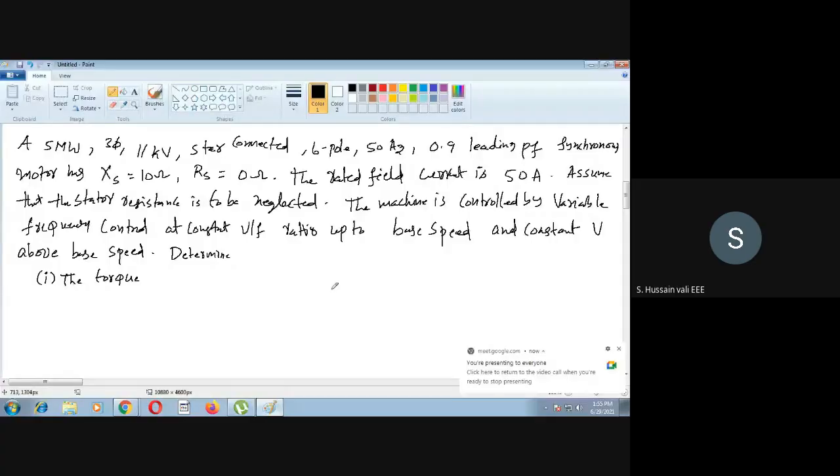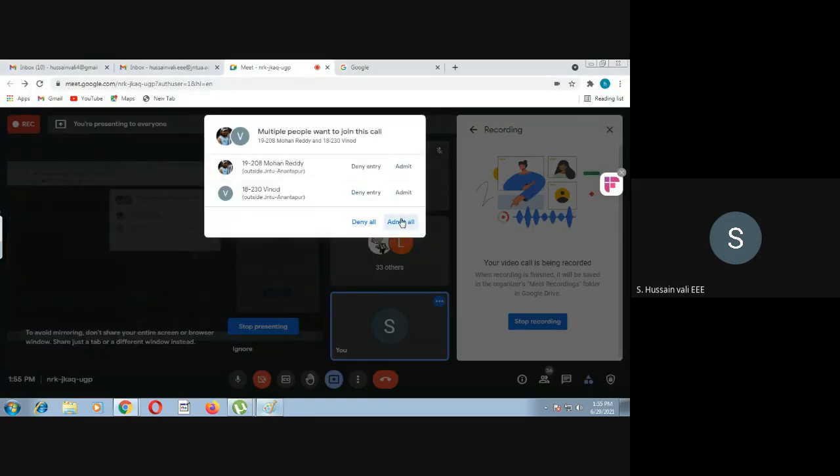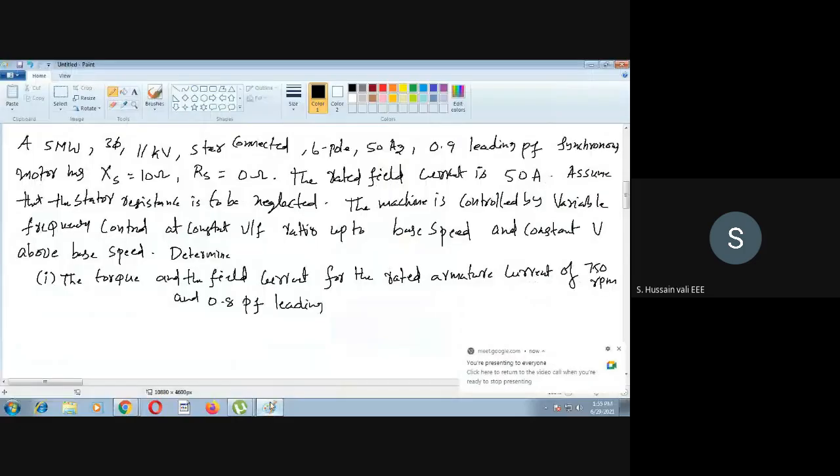Okay, determine first one the torque and the field current for the rated armature current at around 750 rpm and 0.8 power factor leading.